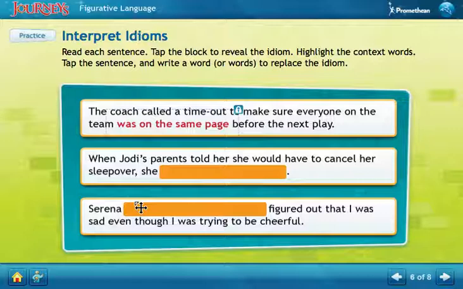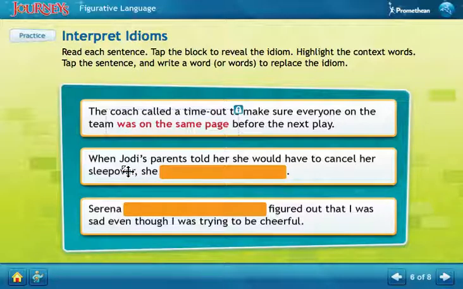Okay, let's look at the words around the sentence to see what can help us. The coach was calling a timeout, and when a coach calls a timeout, everybody comes off of the field and he gathers them around him and he tells them something. He wanted to make sure everyone was on the same page before the next play. So he really wanted to make sure everybody understood what was going on and they were ready to play.